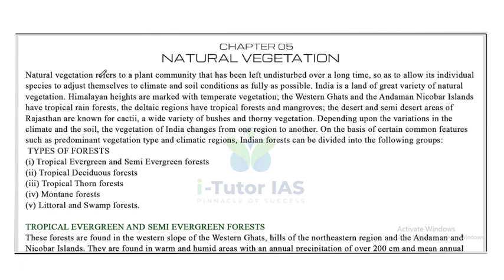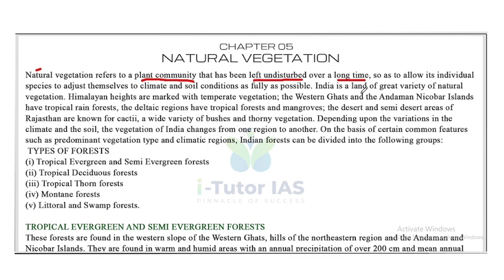What is natural vegetation? Natural vegetation refers to a plant community that has been left undisturbed over a long time, so as to allow its individual species to adjust themselves to climate and soil conditions as fully as possible. Natural means it has been left undisturbed. So they need to adjust themselves to the climate and the soil conditions.